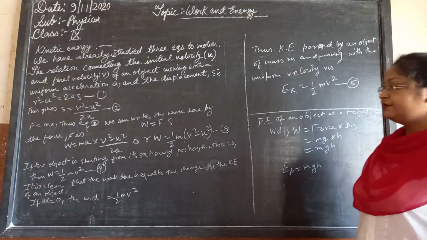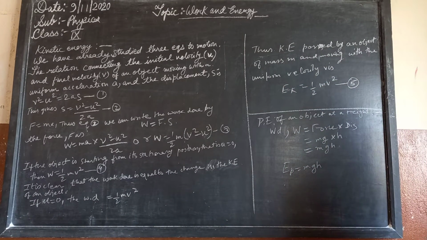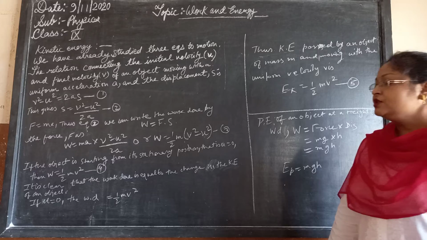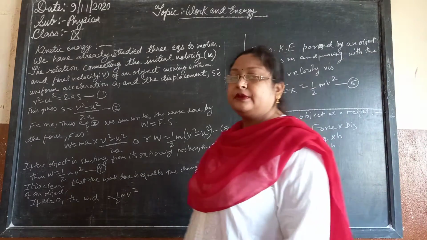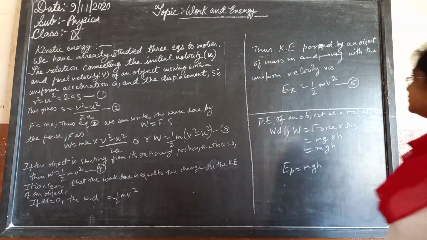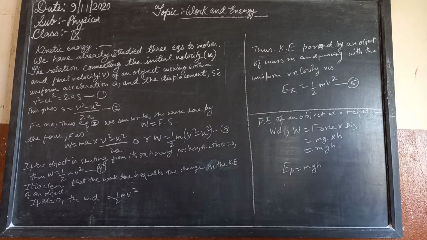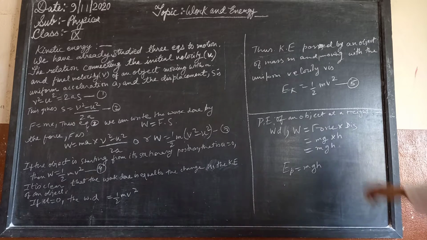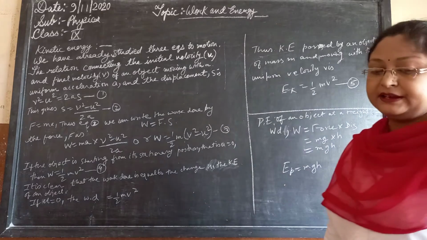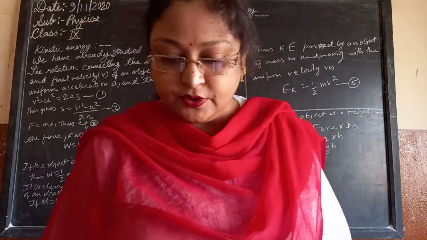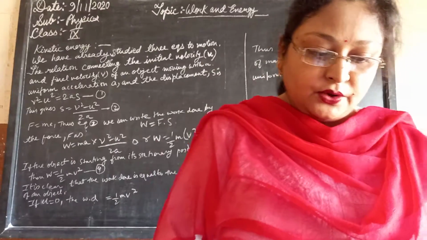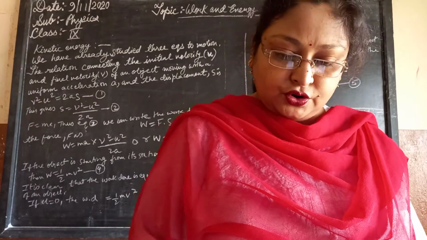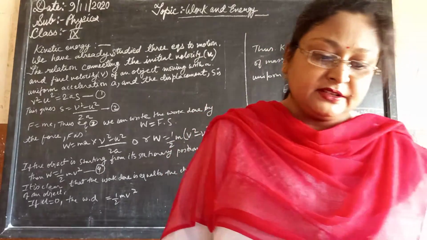It is clear that the work done is equal to the change in the kinetic energy of an object. So u is equal to 0 and the work done will be equal to 1 by 2 mv square. So the kinetic energy possessed by an object of mass m moving with a uniform velocity v is Ek is equal to 1 by 2 mv square, which is the required equation of kinetic energy. Then we will move on to another form, that is potential energy.